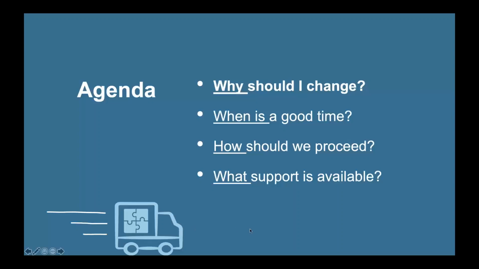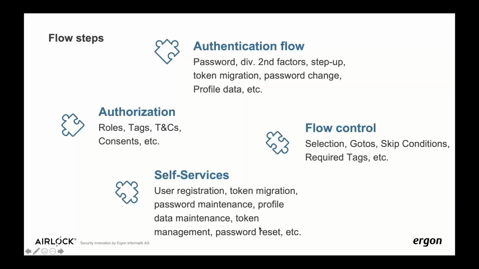Let's start off with why we should change. The big answer to the question is that the REST API within IAM Loginapp is flow-based. That means you can now really configure a customer journey which fits your Airlock customer. For these flows, we have different steps built into the product. We have authentication flow steps, which are the steps where a user actually provides his password or second factor, or can do a password change or add some profile data.